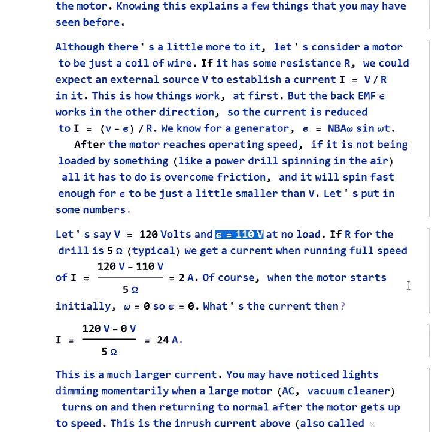Now when the motor starts initially, it's not moving. Omega is 0, so back EMF is 0. Our current then is 120 minus 0 over 5, or 24 amps. This is huge. This is a giant current compared to when it's running.